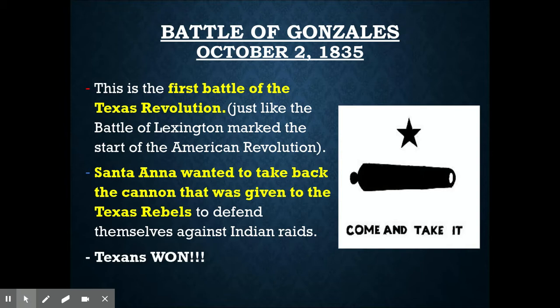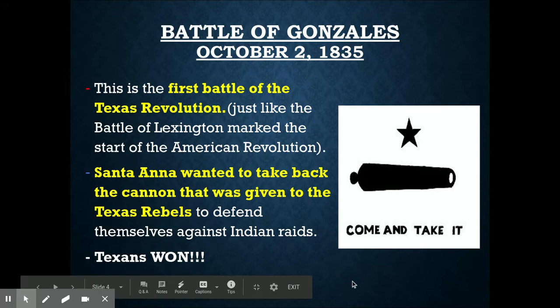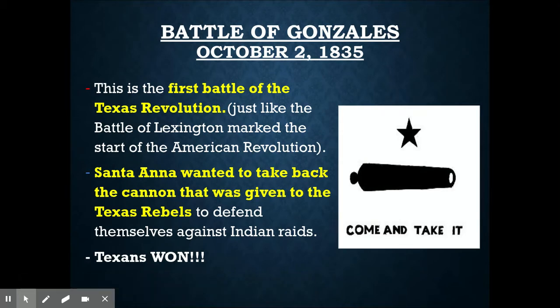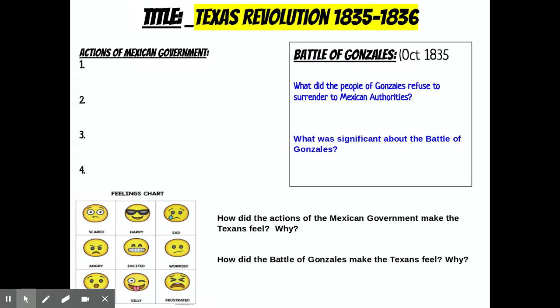The Texans won this little battle because Santa Anna's forces were unable to get that cannon, and this flag is known as a symbol today. People use it for gun rights, where they'll put a gun in there and say, come and take it. So it's become very famous, and it's this defiance, this idea that you're not going to be able to tell us what to do.